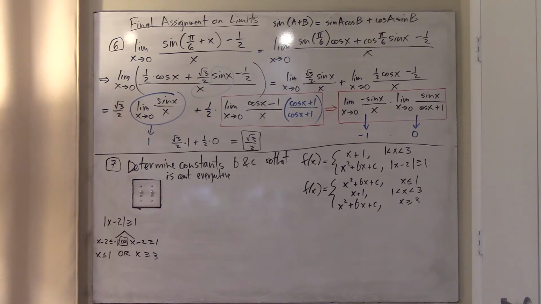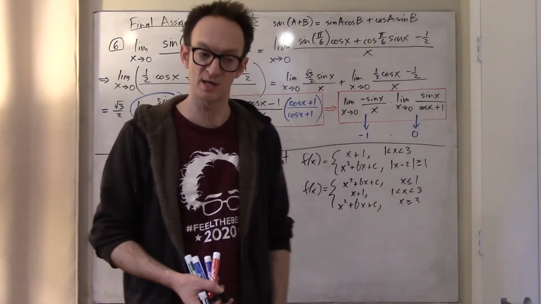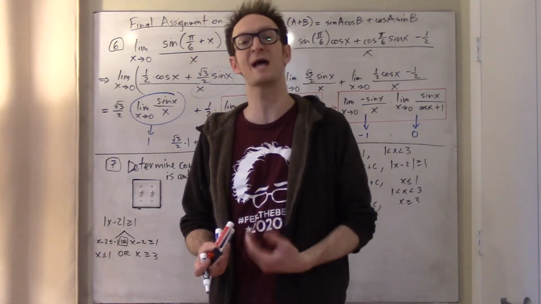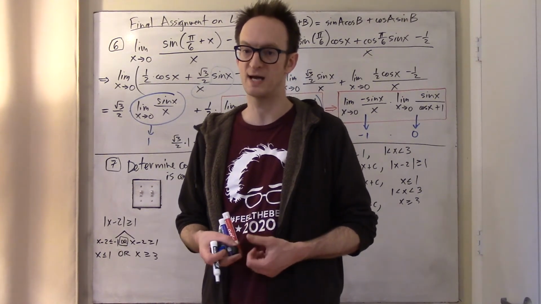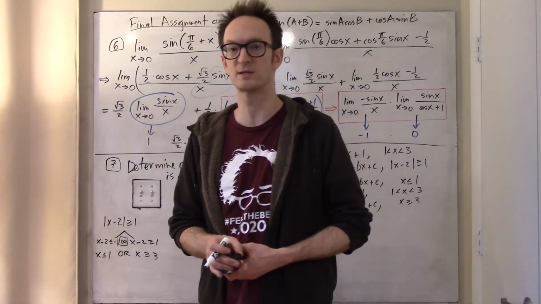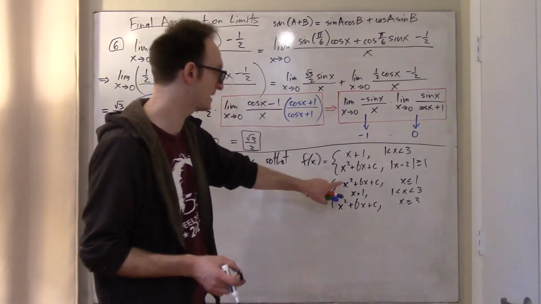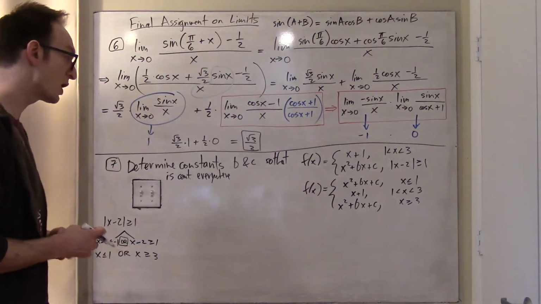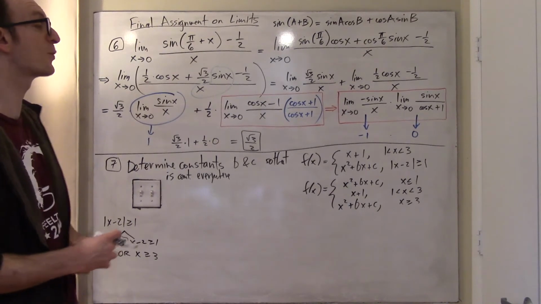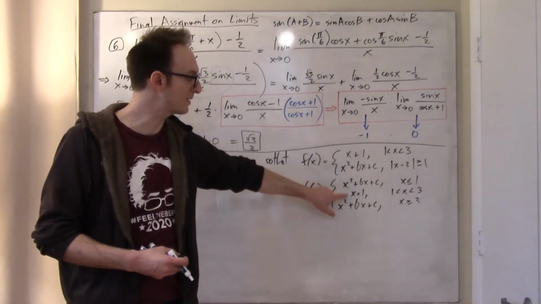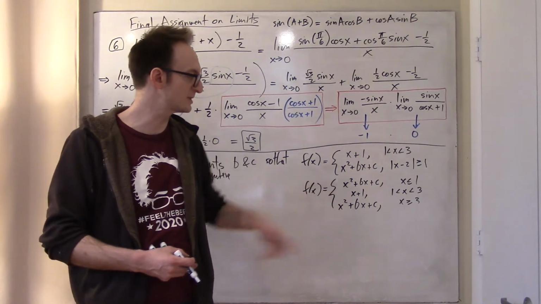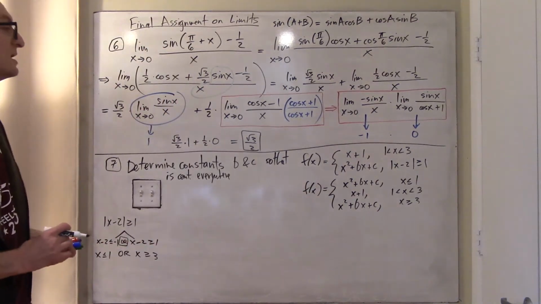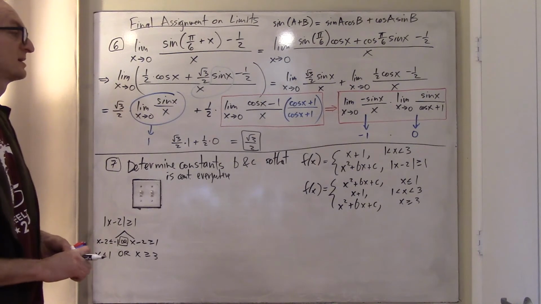Okay, having established that, now I realize all three of these pieces are polynomials. All polynomials are continuous everywhere. Therefore, there's only one thing to worry about, and that is the places where the functions take over from each other. So I need to make sure that at x equals 1, this parabola is matching up with this linear function, and at x equals 3, I need to make sure that this parabola is matching up with this linear function. So it's really just that simple.